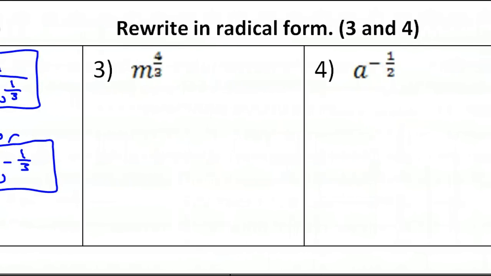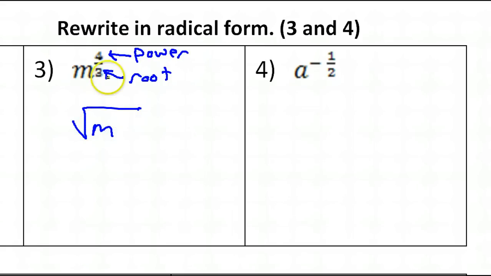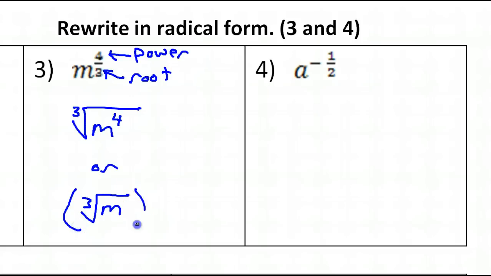so you can see that those are the same. So going in the other direction, rewriting in radical form, just remember power over root. So that means 4 is the power and 3 is the root. Okay, so let's start with the root actually. So there's my m. If 3 is the root, that means we have the cube root of m. 4 is the power, so we can put to the 4th power. Please remember that it doesn't matter whether you put the power inside the radical or outside the radical. Either way, just as good.